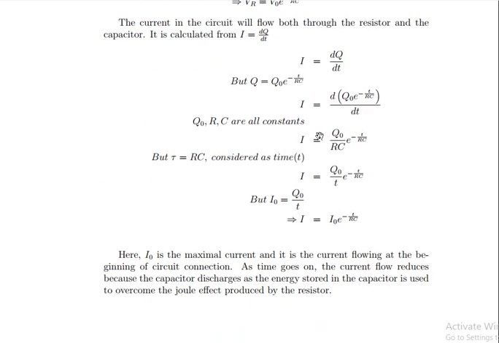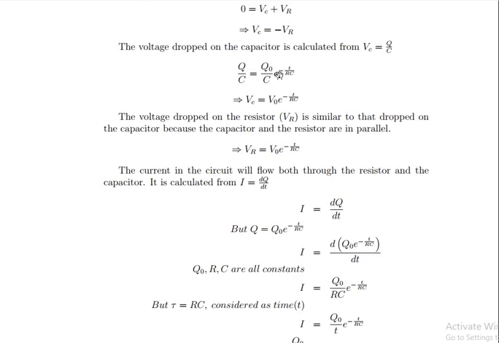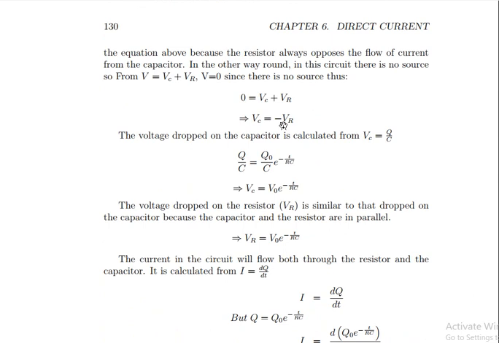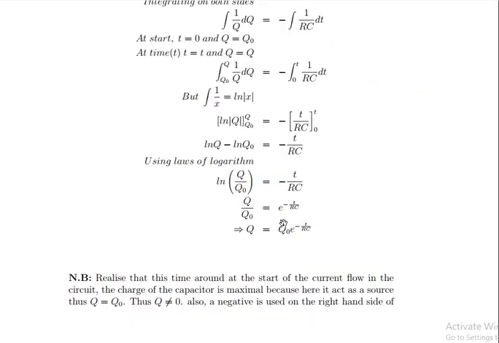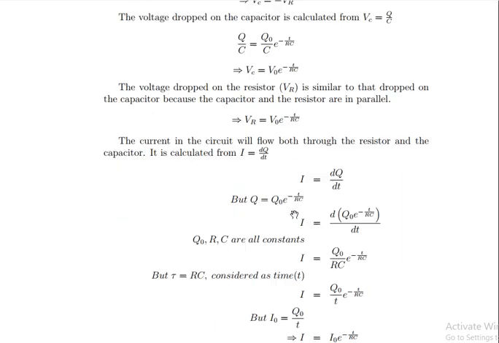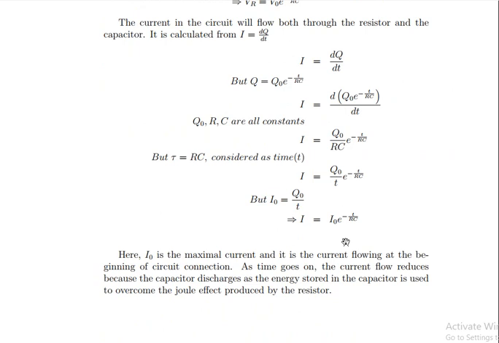Now the current is the differentiation of the formula we had here for charge. When we differentiate dq all over dt, differentiating this with respect to time, we are going to arrive at this formula here as being I0 e raised to the power negative t all over RC.